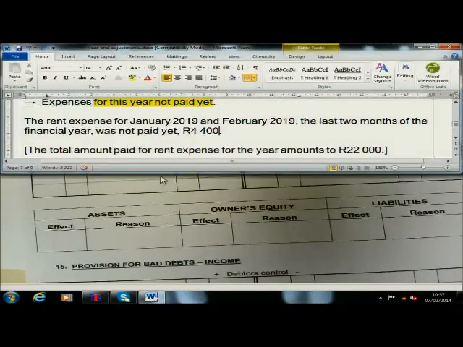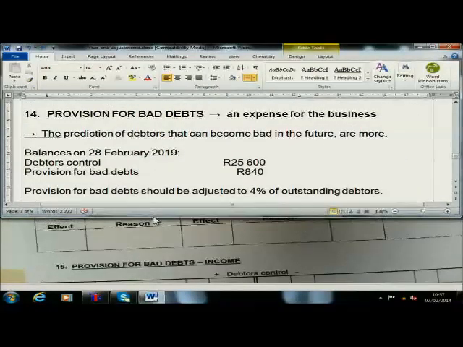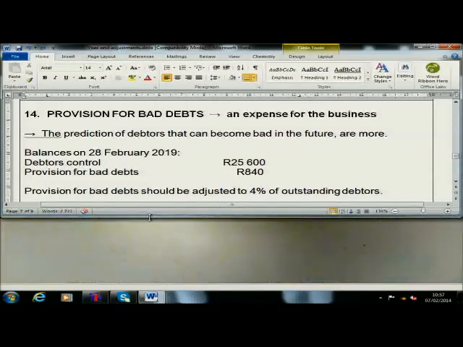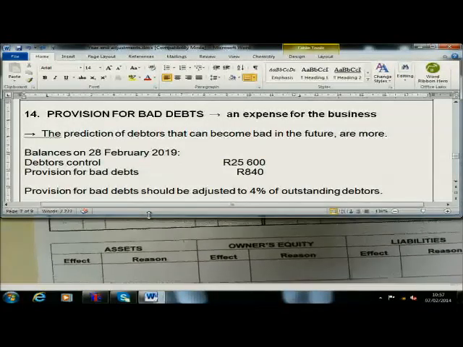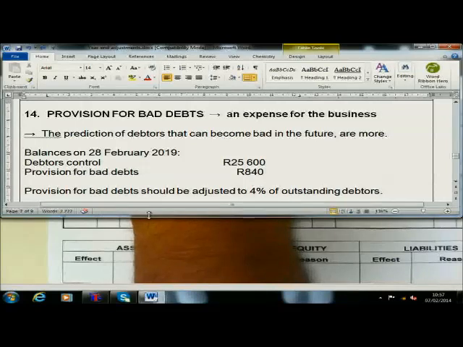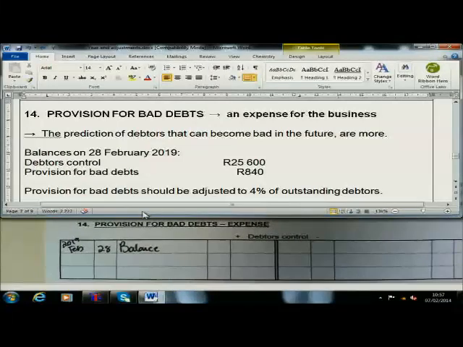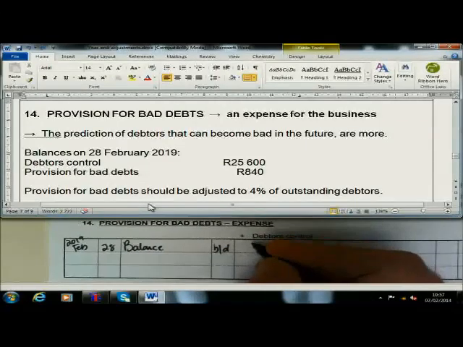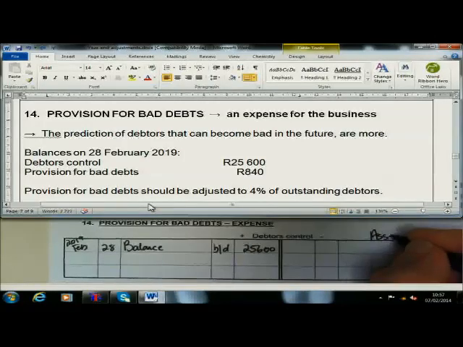Now we've got a few left. Provision for bad debts. This is an expense for the business. The debtors owe us 25,600. On the debit side of the debtors, 2019, February the 28th, there's a balance brought down of 25,600. This debtors control is an asset for the business.